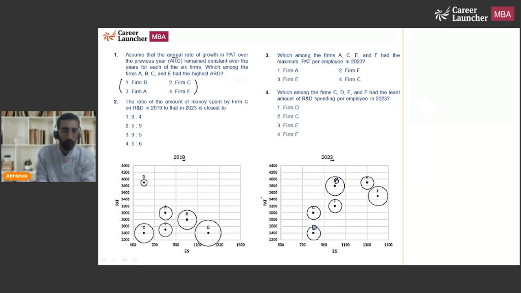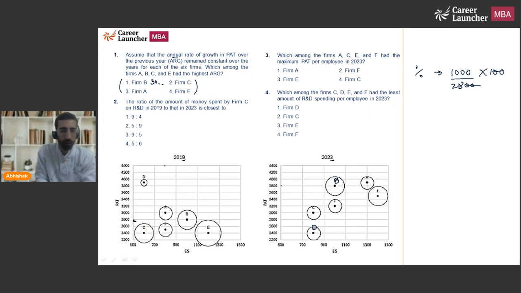So B has changed from a 2,800 PAT here to a 3,800 PAT. So the percentage change is, of course, the change in value, which is 1,000 crores or 1,000 units, whatever it is, upon 2,800 into 100. So that comes out to be 1,000 by 28. 1,000 by 25 is 40. This is going to be 30 point something. So firm B is 30 point something.